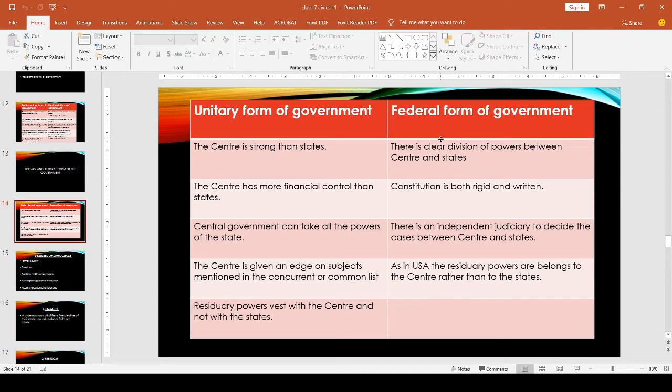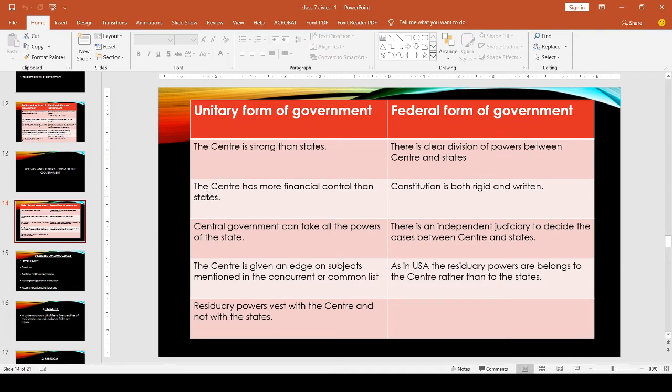Clear? Then we can see what are the characteristics of unitary form of the government. The first characteristic is the center is stronger than state. That means the central is given more powers than state. Here only central government is there. All the powers are in the hands of central government. So the central government is stronger than state.